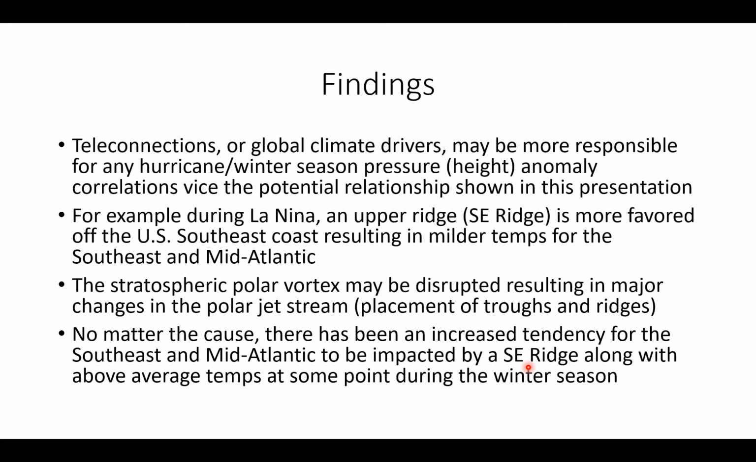For example, if we had a La Nina, we typically see an upper level ridge, the establishment of that Southeast Ridge. It's more favored during La Nina winters off the U.S. Southeast coast, and that would result in milder temps for the Southeast and Mid-Atlantic. Additionally, the stratospheric polar vortex may be disrupted, and that will result in major changes in the polar jet stream, where the placement and the amplitude of those troughs or ridges set up.